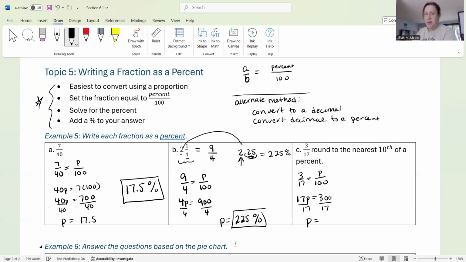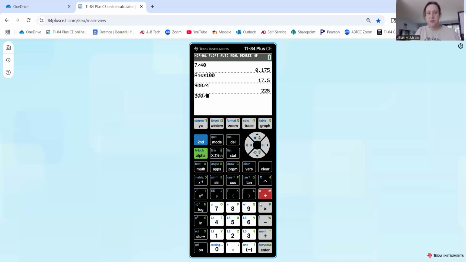That's going to give me P equals, well, on the calculator, we had 300 divided by 17. We're expecting an icky decimal because it tells us to round. So we get 17.647058882, okay? So we'll do 17.647. That's what I'll write on our worksheet, 17.647.